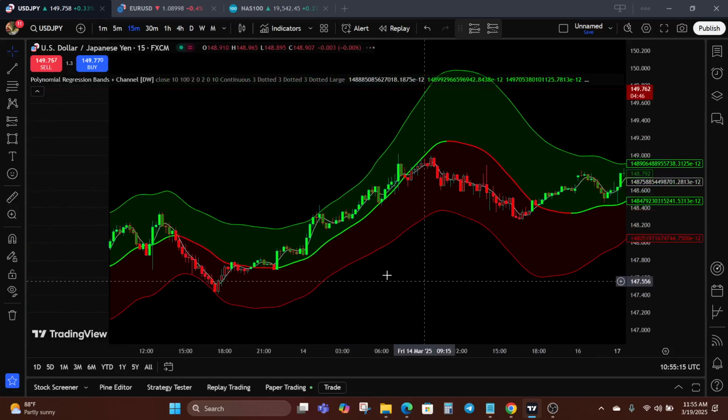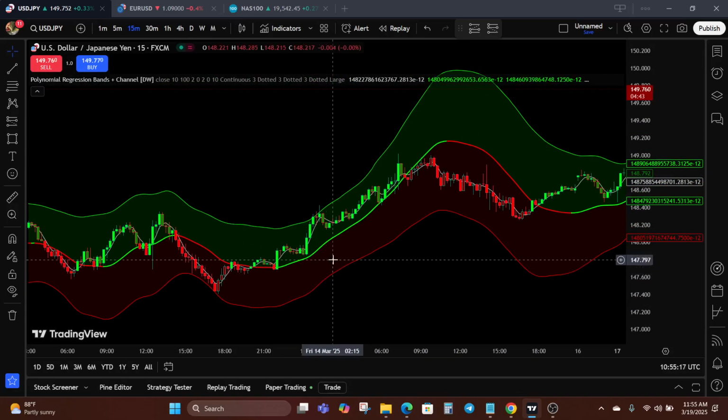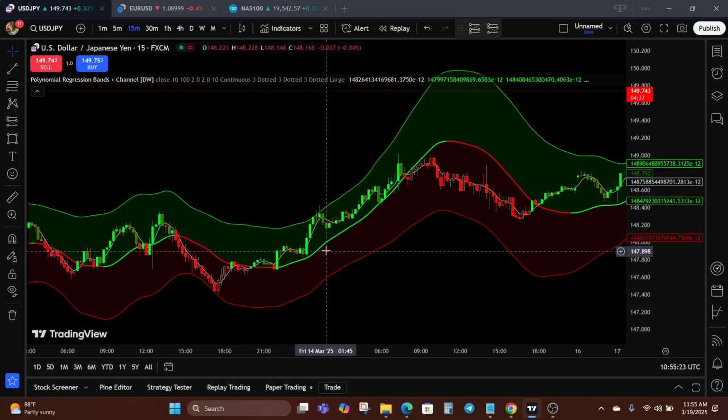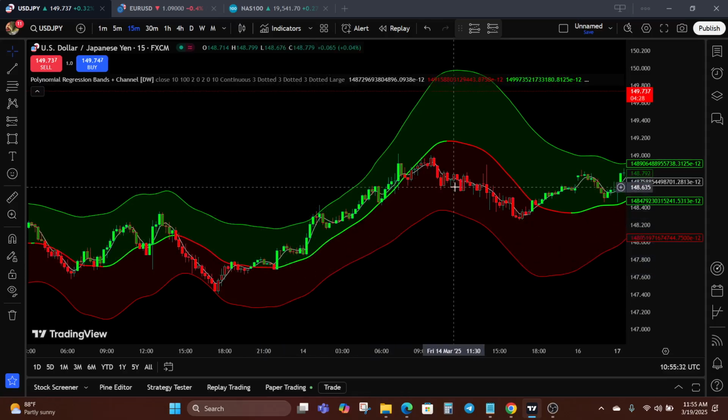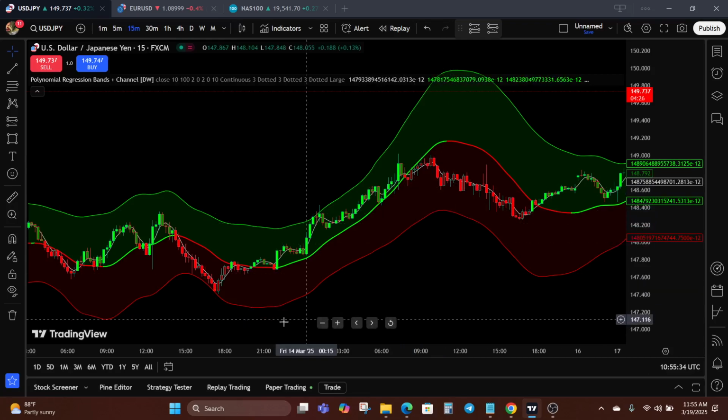So whenever you want to look for a good trading opportunity, just look out for the positioning of price with respect to the sections of the channel. Is the price in the upper channel? Is the price in the lower channel? You should ask yourself that question.